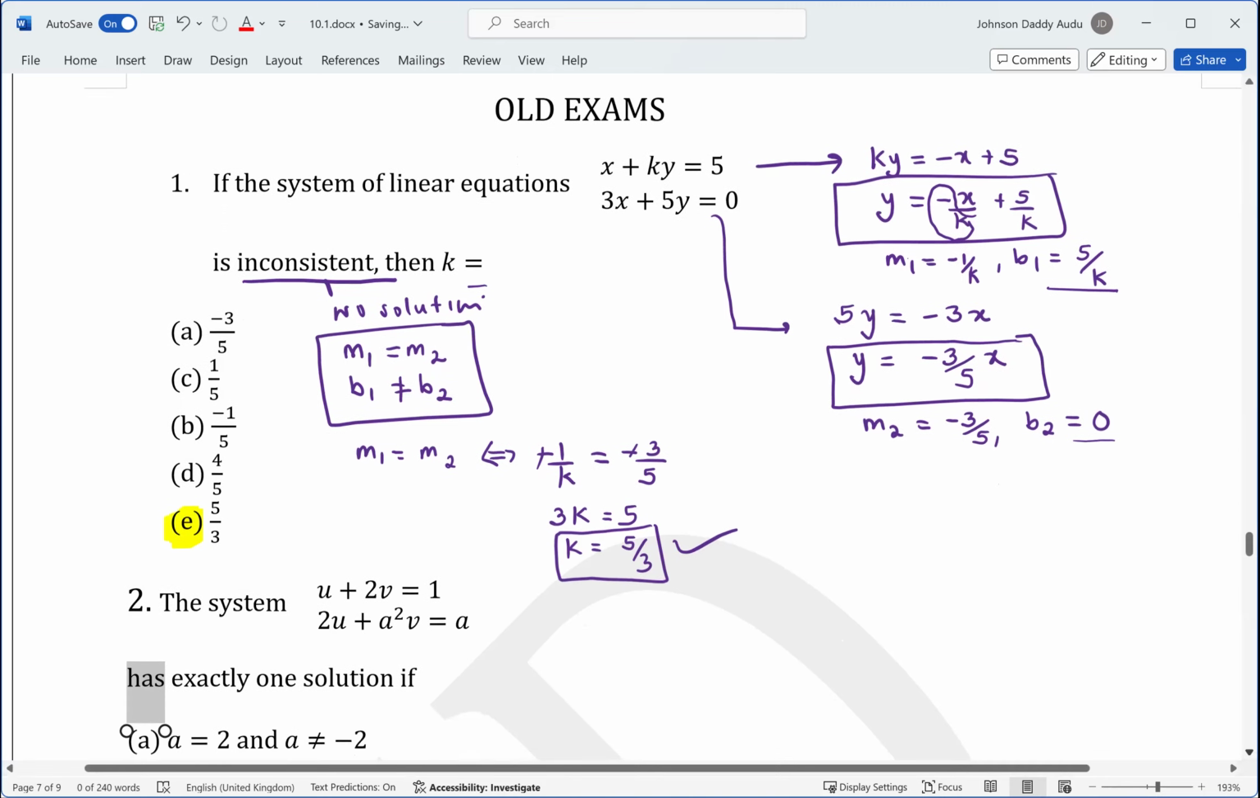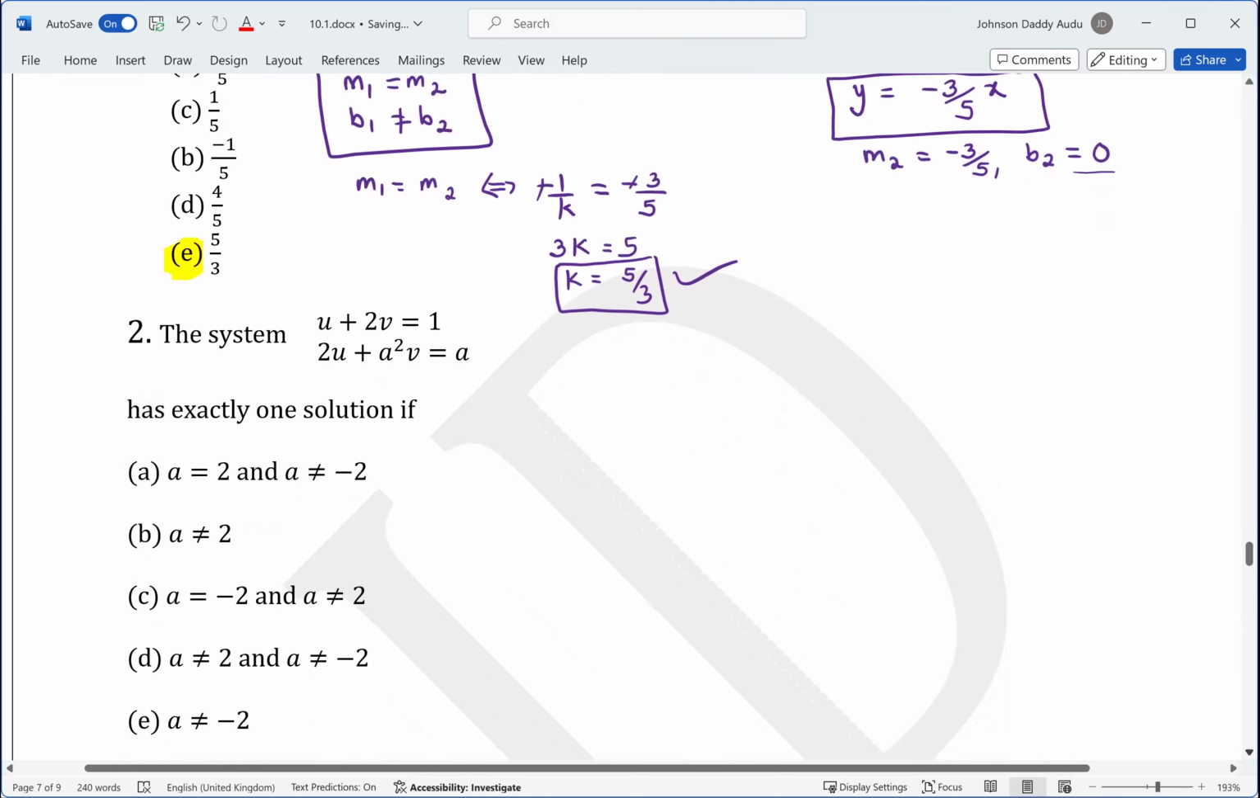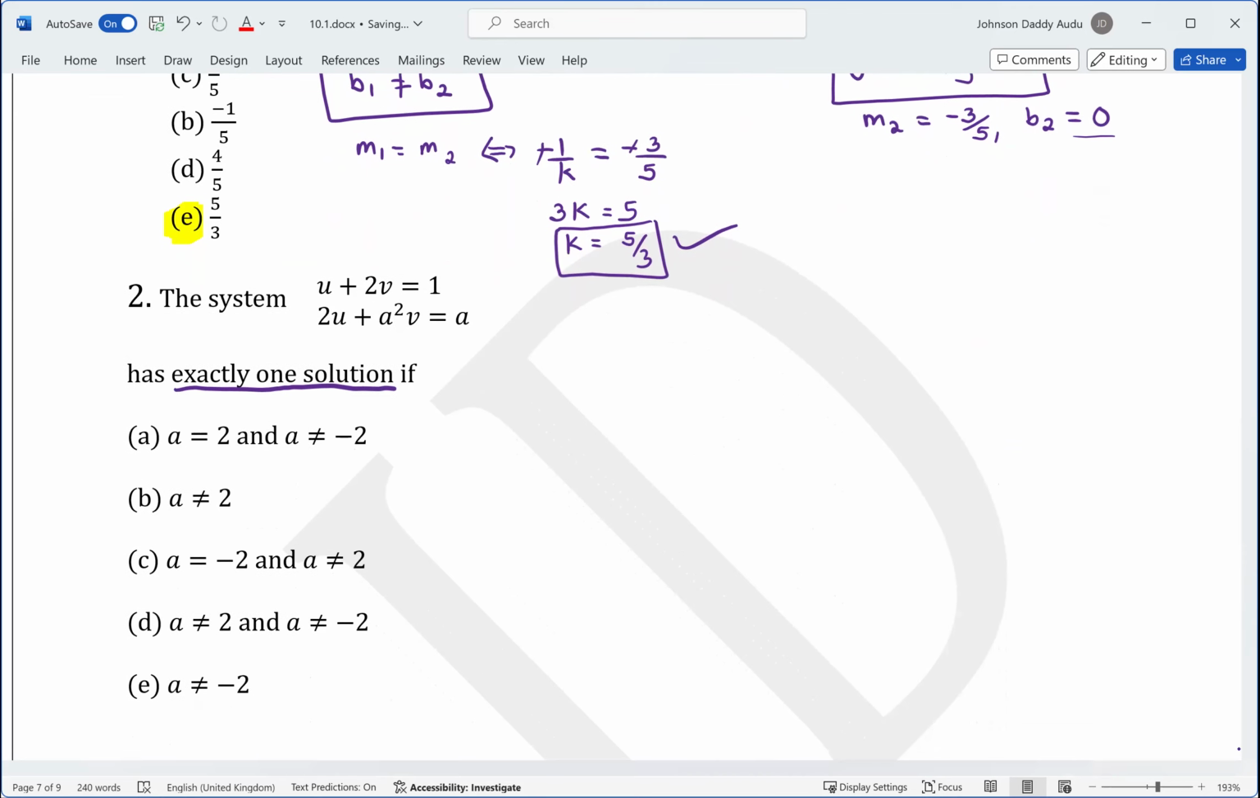The second one is now talking about exactly one solution. So exactly one solution means this system is independent. And what is the condition for exactly one solution? Exactly one solution means there is only one point of intersection, right? So there is one point of intersection. It means that the slope m1 is not equal to m2. This is the only condition we need.